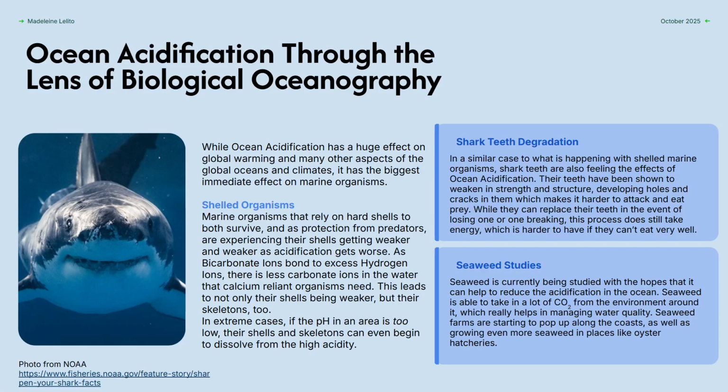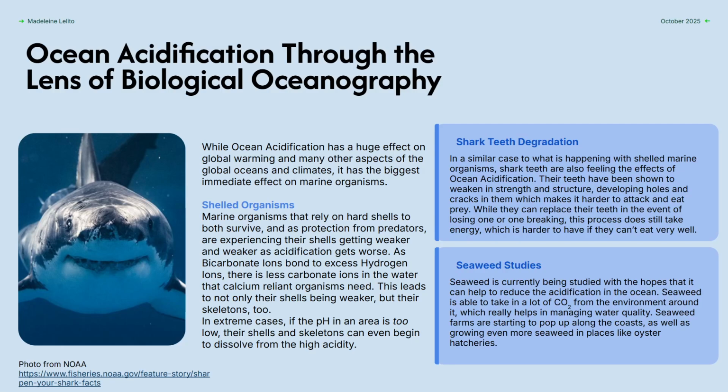Now for biological oceanography, I go over how ocean acidification has a huge effect on a lot of different marine organisms. The shelled organisms of the ocean, your crustaceans or your mollusks or creatures like that, rely on hard shells to survive, both as protection from predators and some as their homes. As the bicarbonate ions in the water bond to the excess hydrogen ions, there are fewer carbonate ions in the water that calcium-reliant organisms need.